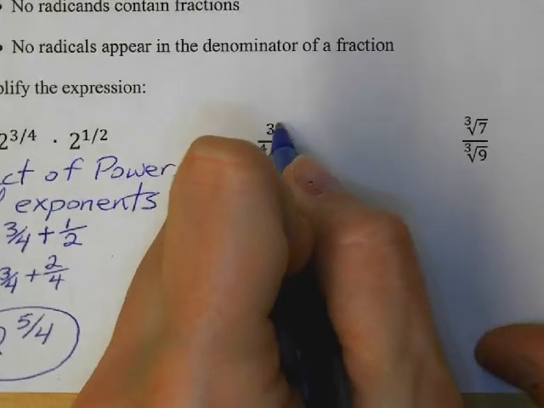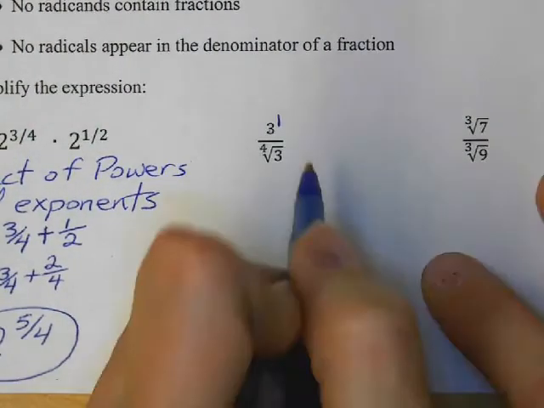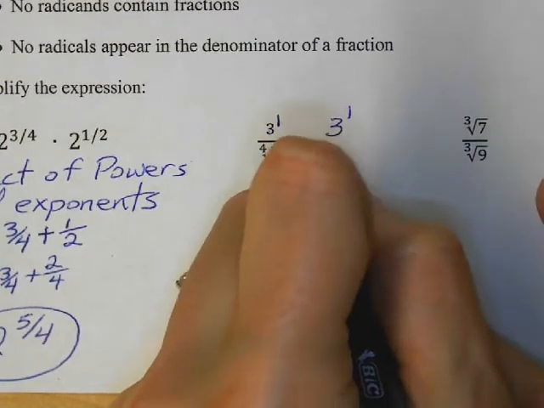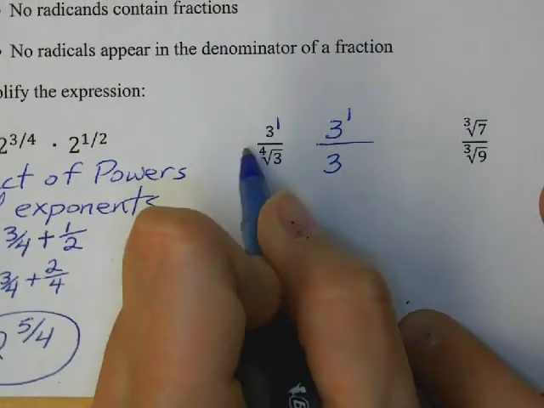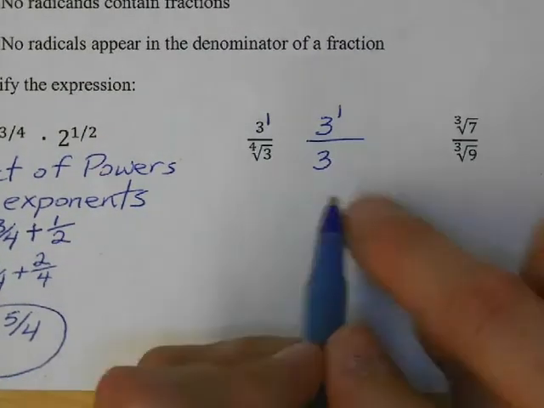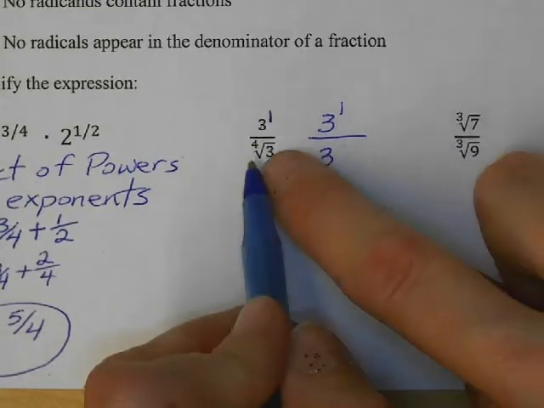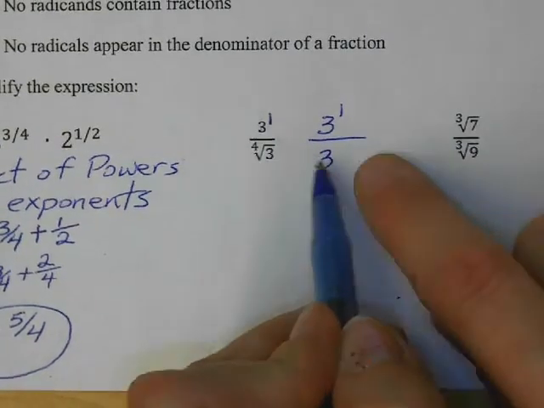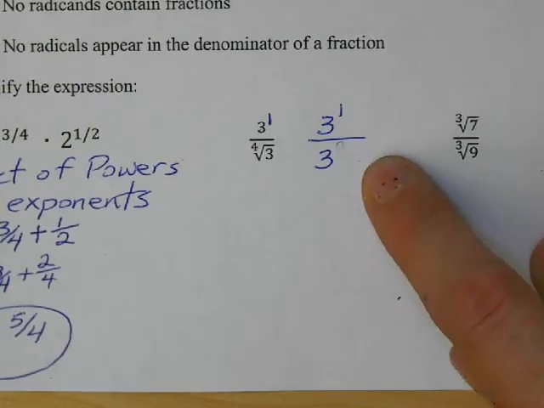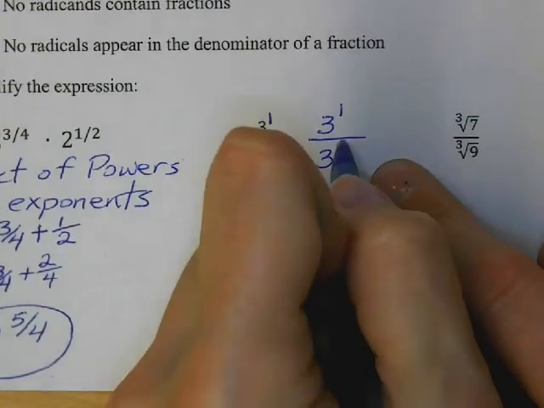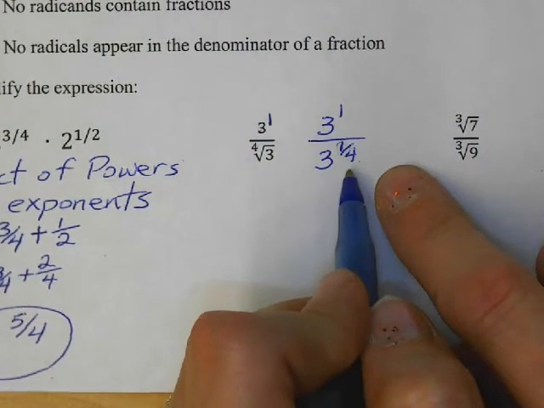The top number is just a normal 3, so it's like 3 to the 1st power. The bottom part has this 4th root of 3. Is there a way to write it with a power instead of like in a box? This is called a radical, and I want to write it instead of a radical, like a fraction here. Remember how to do that? Yeah, it's 3 to the 1/4 power. A 4th root is like 1/4 power.